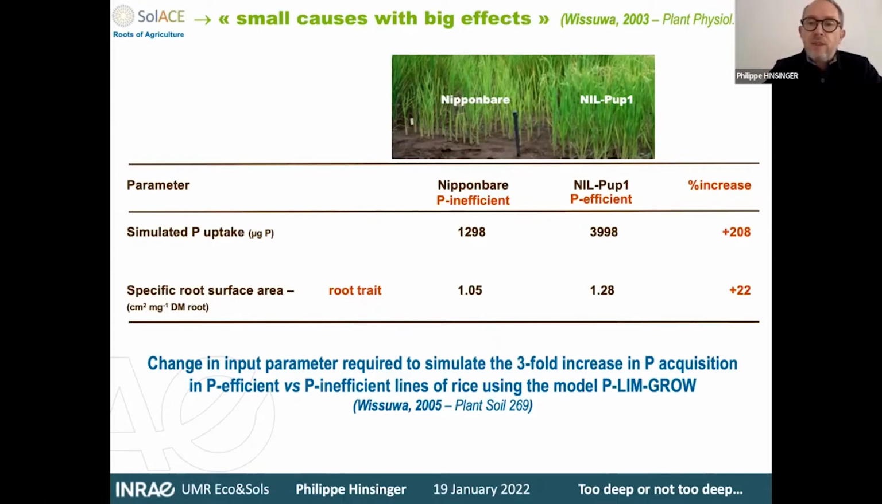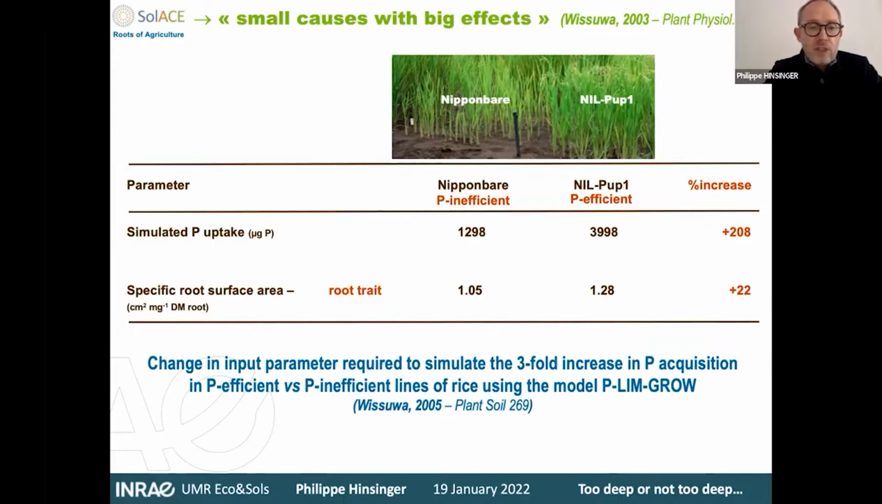Whereas compared to it, they came up with a near isogenic line called PUP1 for phosphorus uptake that produced some yield, as you can see. And actually this was related to a much greater efficiency for phosphorus acquisition or uptake. You see on the table that actually the uptake was increased by 200% compared with the inefficient variety.